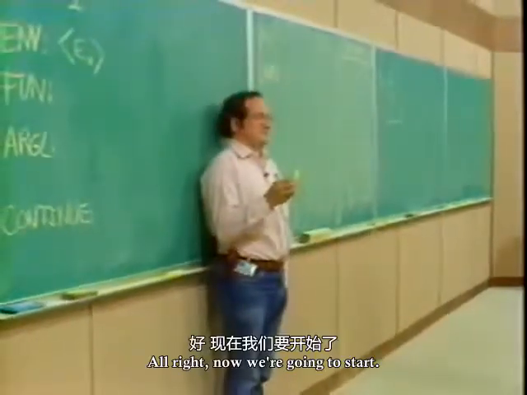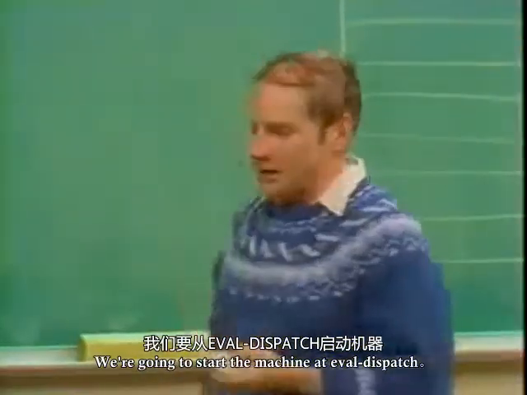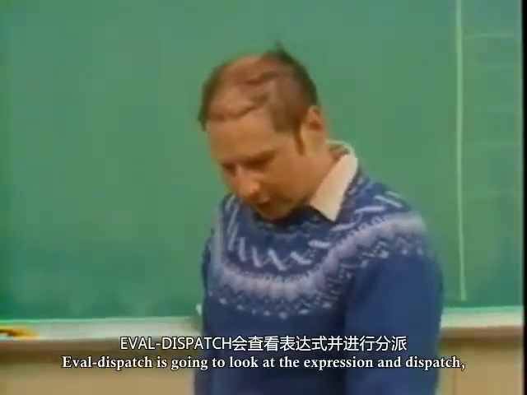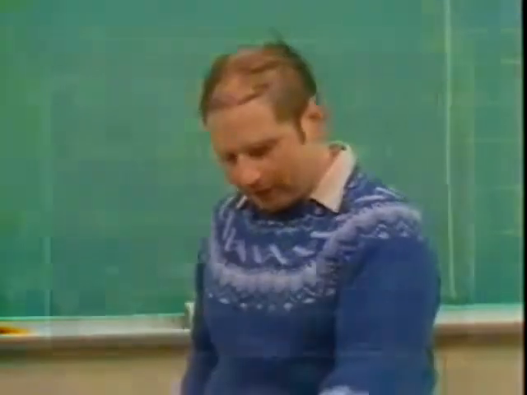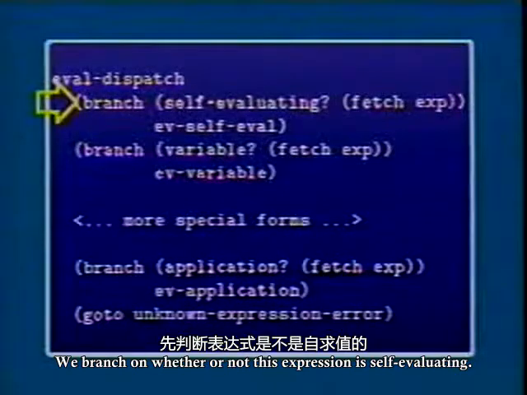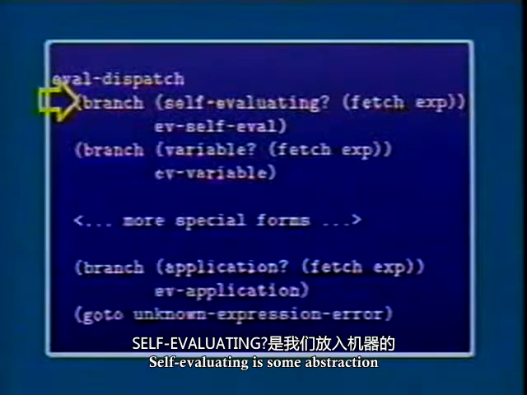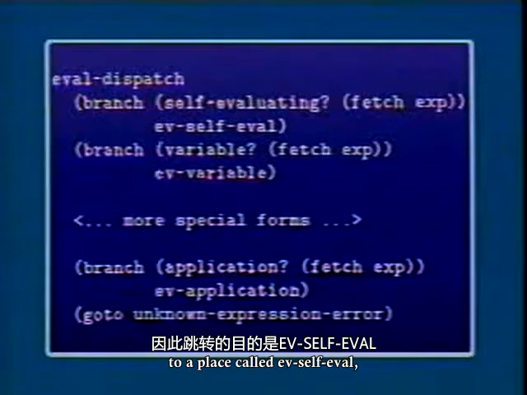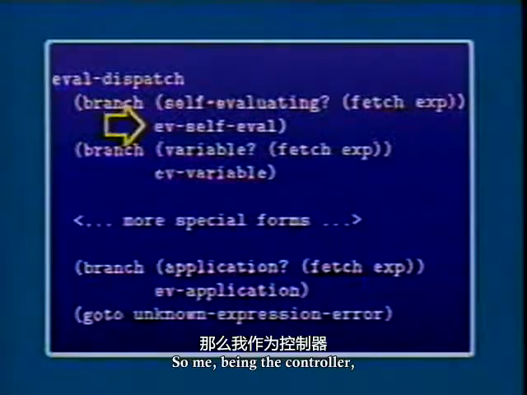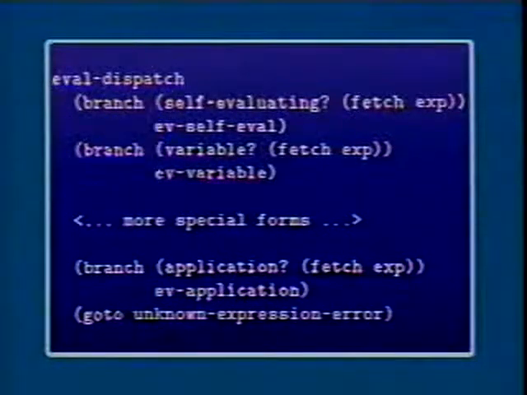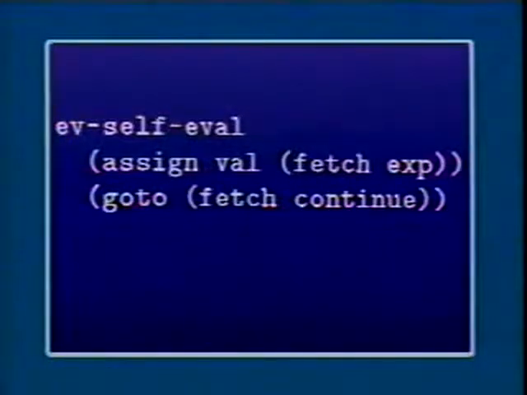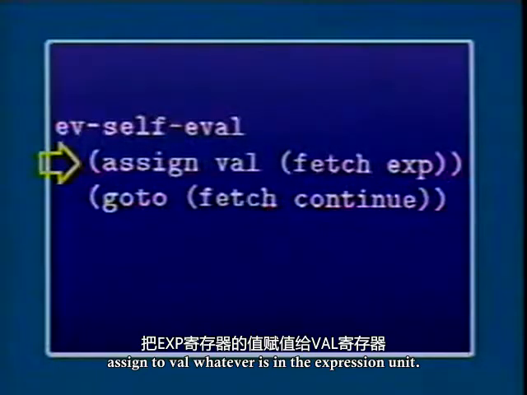Okay, all right, now we're going to start. We're going to start the machine at eval dispatch. That's the beginning of this. Eval dispatch is going to look at the expression and dispatch, just like eval. But we look at the very first thing. We branch on whether or not this expression is self-evaluating. Self-evaluating is some abstraction we put into the machine. It's going to be true for numbers, to a place called ev-self-eval. Right, so me being the controller looks at ev-self-eval. So we'll go over to there. Ev-self-eval says, fine, assign to val whatever's in the expression register.